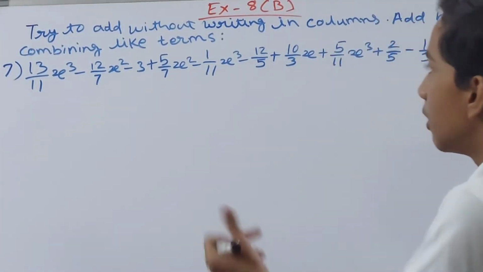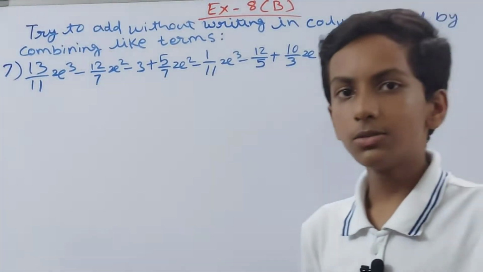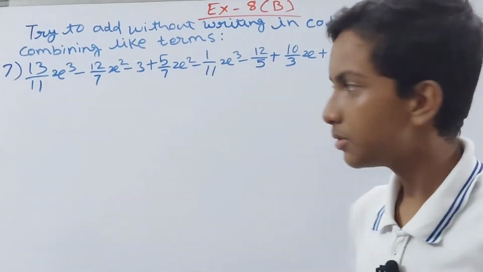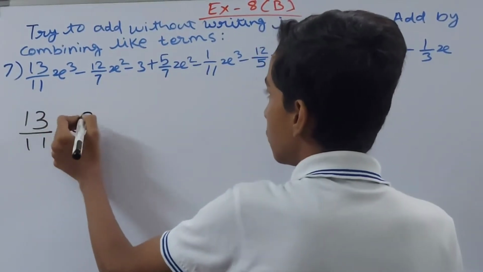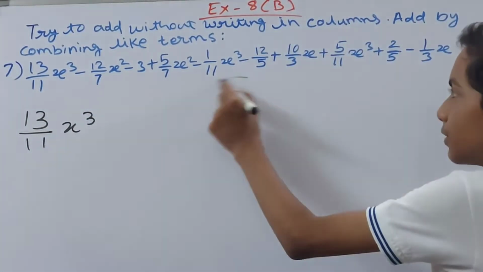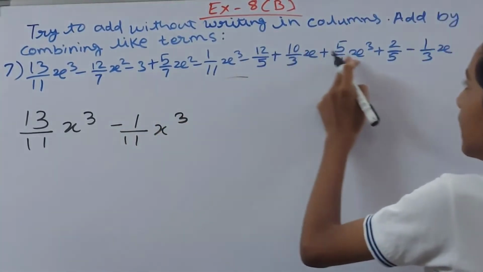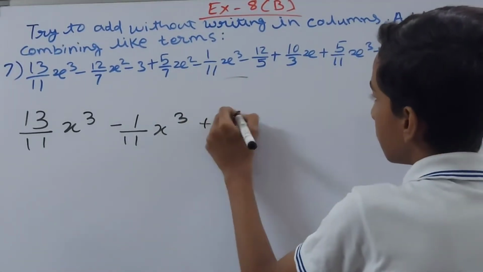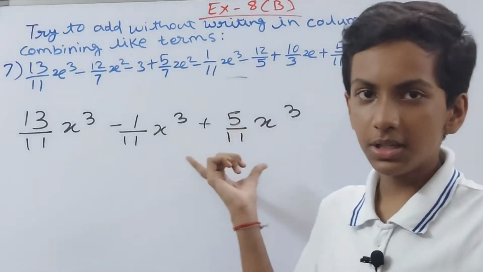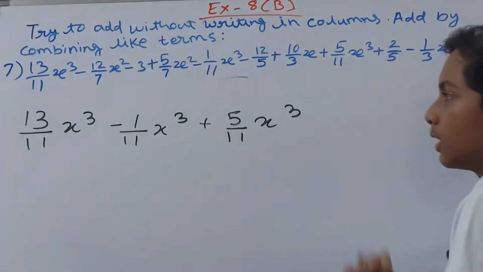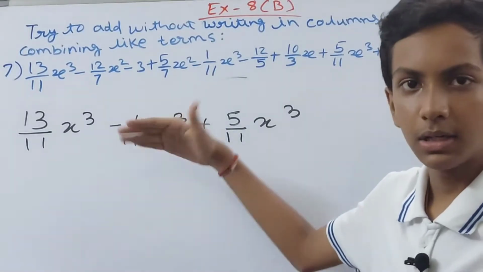Like suppose here, which is the highest one? 3. You can see 3 as the highest, alright. So first we solve the terms having 3 as their degrees, right? This one has 3 as the degree, 13 upon 11x cube, alright. Now any other term with 3, this one also, so minus 1 upon 11x cube, and this one also plus 5 upon 11x cube, right? So these are 3 terms with 3 as their degrees. Now in this also you can see that some of the terms are having this negative. This one has a negative numerator, right? So we'll solve this later.